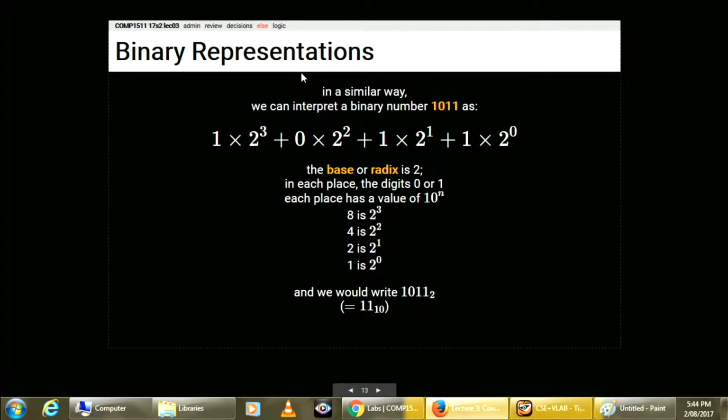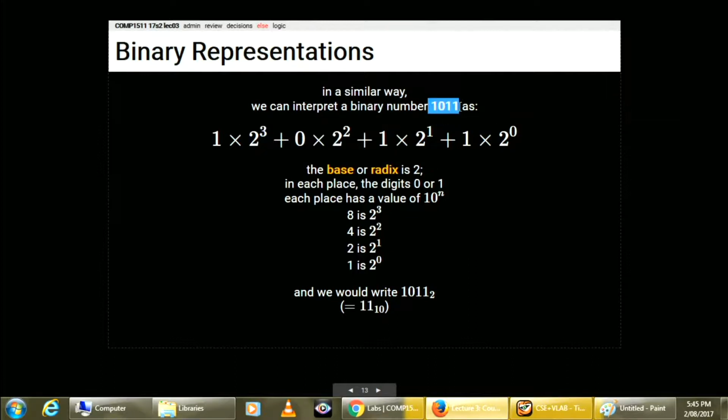Cool, and so binary numbers are done in a similar way. Rather than being this many lots of 10 to the power of 0, 10 to the power of 1, 10 to the power of 2, 10 to the power of 3, we look at powers of 2. So base 2, binary, this number here is the number 2. So I've written down here, 2 to the power of 0 is 1, 2 to the power of 1 is 2, 2 to the power of 2 is 4, 2 to the power of 3 is 8.